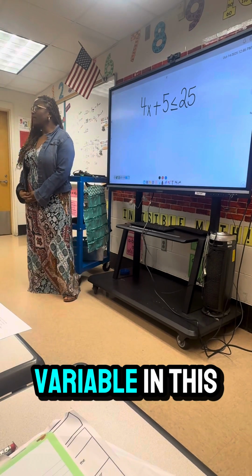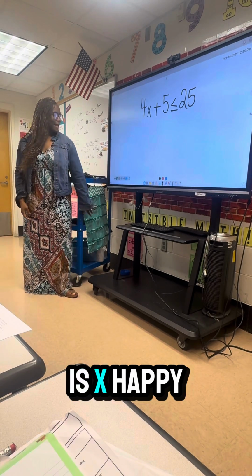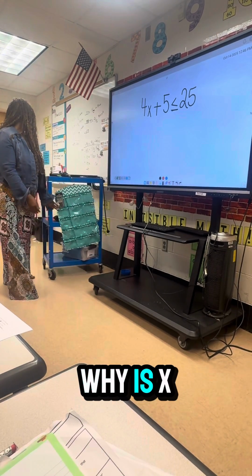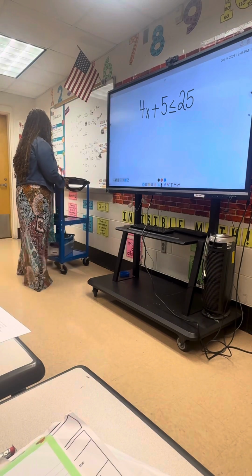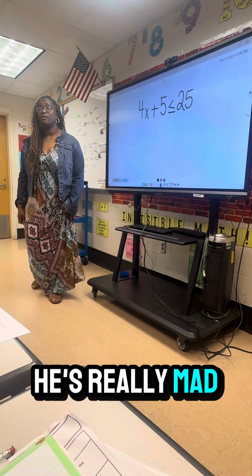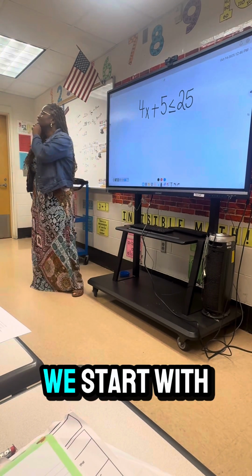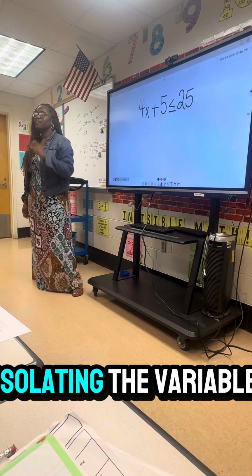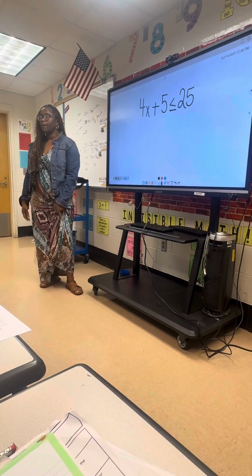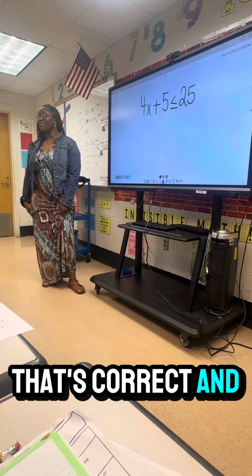What is the variable in this inequality? X. Is X happy? No. Why is X unhappy? Because it's not by itself. As a matter of fact, he ain't just mad, he's really mad, because he has 2 people. But where do we start with isolating the variable? Where do we go first? The farthest, that's correct, and that's the plus 5.